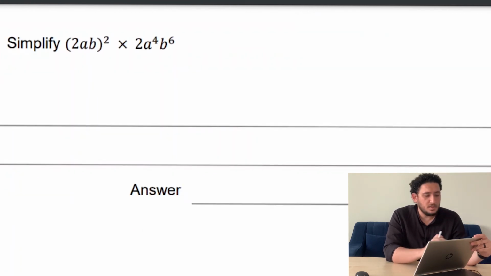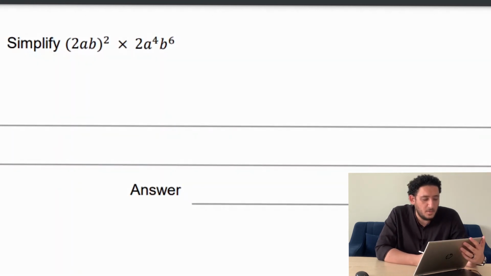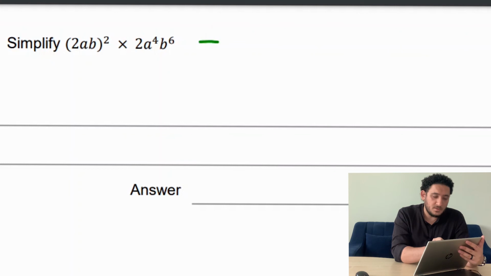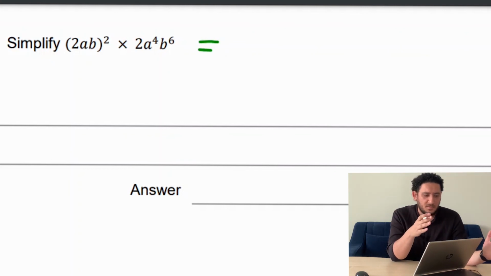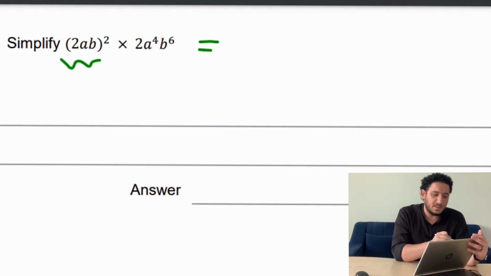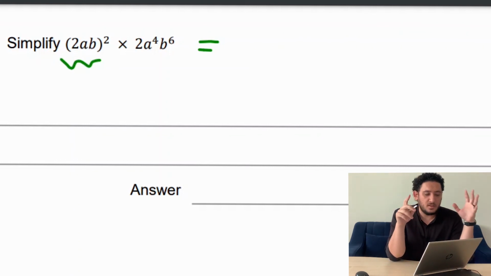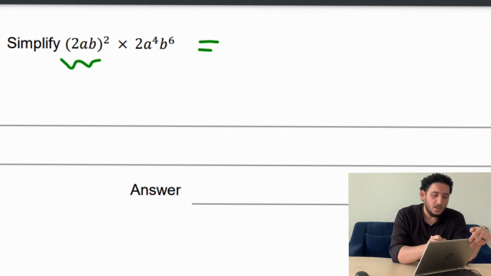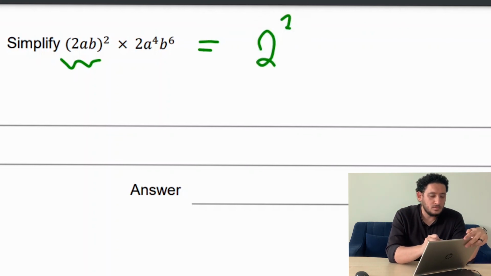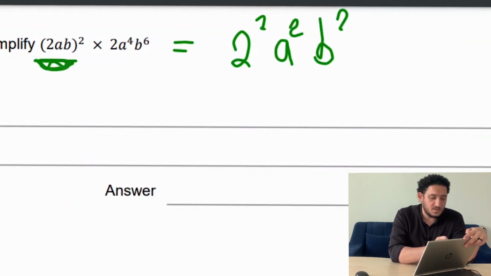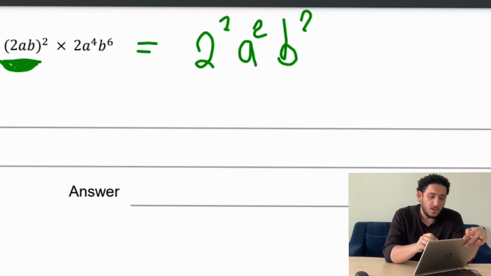Before we finish this tutorial, I will solve this question with you. Simplify 2ab all squared multiply 2a power 4 b power 6. It equals, as you see, we have the first part of the multiplication inside brackets, and it is raised to the power 2. It means we will distribute this power above 2 and a and b. We can say it's 2 power 2, a power 2, b power 2. Okay, this is the simplifying of the first part of the multiplication. Multiply 2 a power 4 b power 6.